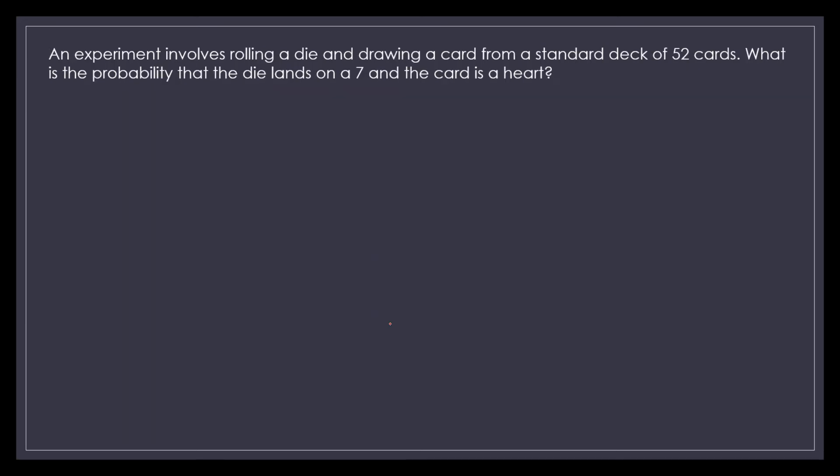Alright, here's another example. An experiment involves rolling a die and drawing a card from a standard deck. What is the probability that the die lands on a 7 and that the card is a heart? Here's that word and, which means that we are going to be multiplying. Now I'm looking at a die and my deck of cards. For my die, I want it to land on a 7. Well, that's impossible, right? I have a 0 out of 6 chance of it landing on a 7 because my die is numbered 1 through 6.